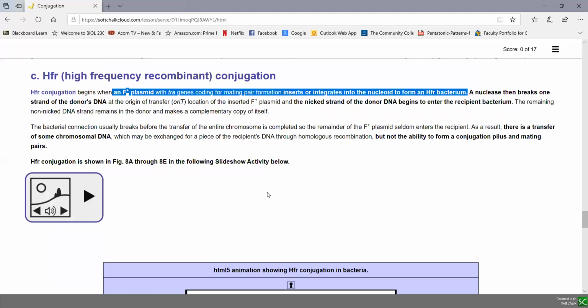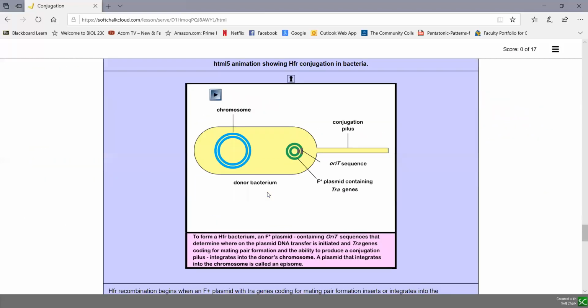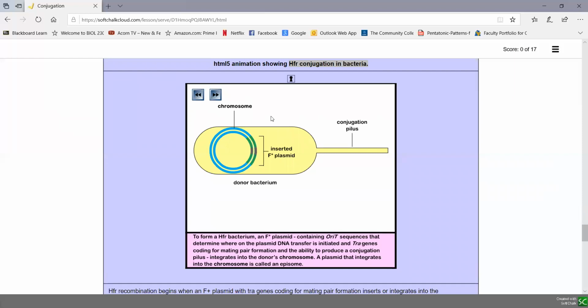So again, let's look at the animation of this. For HFR conjugation to occur, an F plus plasmid has to be able to insert into the chromosome of that donor bacterium, as we see happening here. So now we have an inserted F plus plasmid. Now because of the TRA genes, this bacterium can form a mating pair.